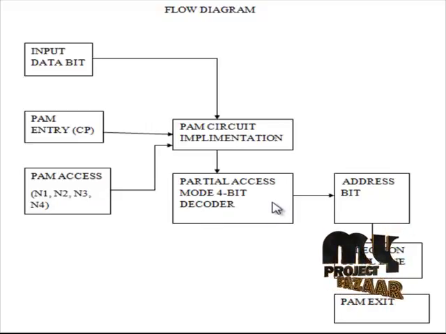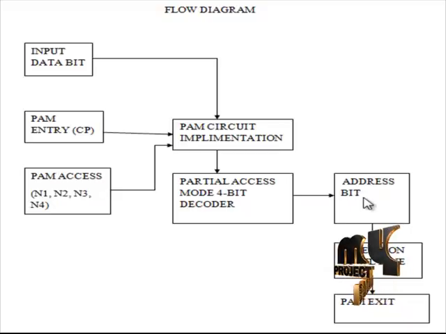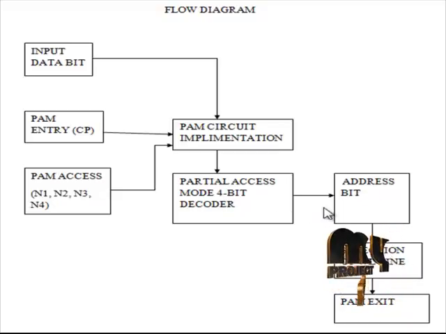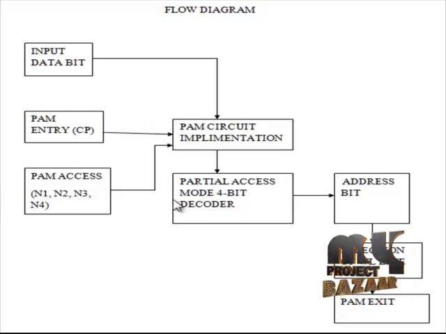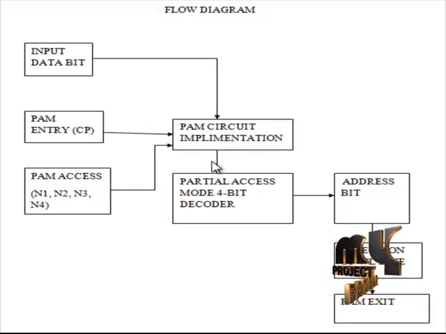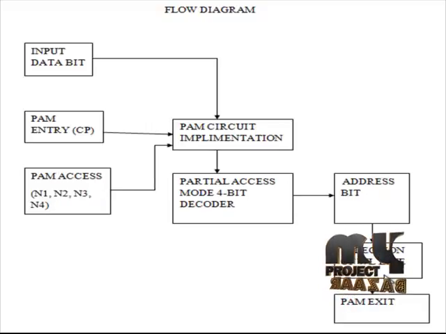The decoder operation output is displayed by the address bit values and the selection of word lines based on the number of PAM access inputs. Then the copy operation for the copy flag mode is used for the PAM circuit implementation. Then finally, the PAM exit conditions.